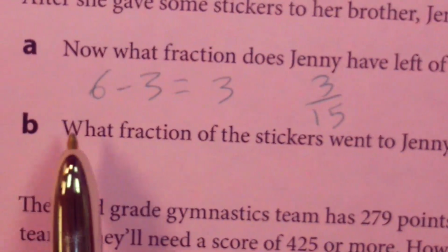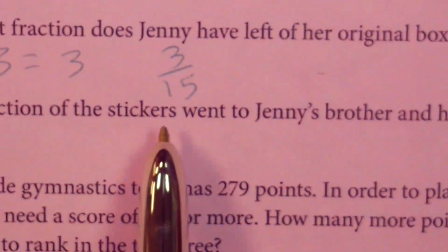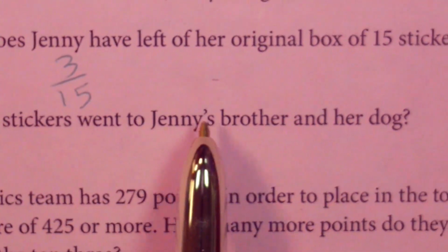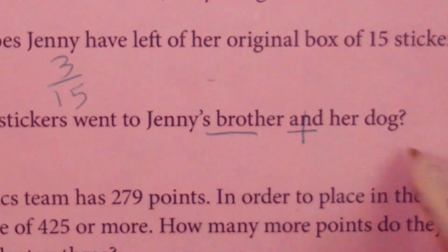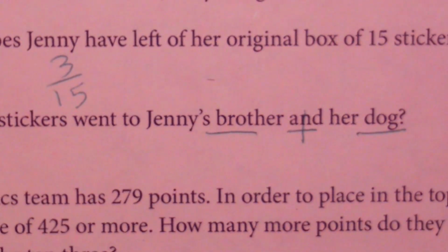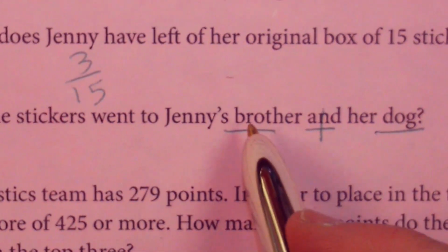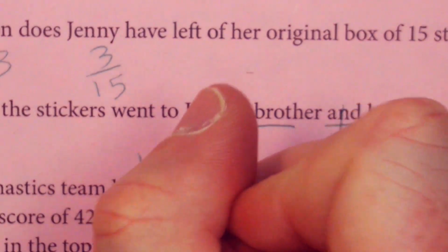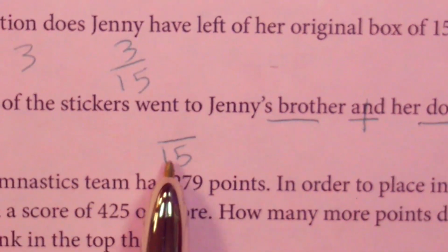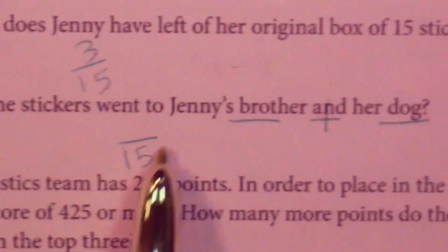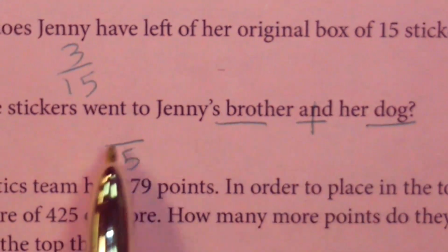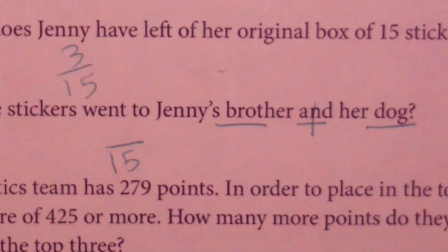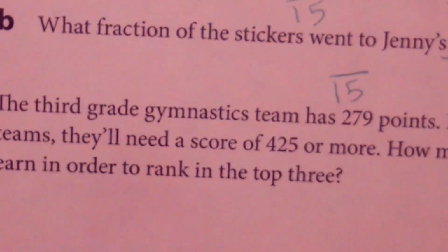Now, here's a tricky question. What fraction of the stickers went to Jenny's brother and, that would be a plus, her dog? This problem you're going to have to do on your own, keeping in mind that we're going to come up with a fraction over 15, but I need you to add how many she gave to her brother and how many the dog ate, and that will go there. Pause this video, please, and finish that problem.